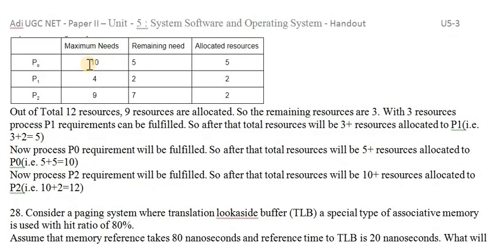Here we have the maximum need, the remaining allotted resources, and the remaining need. We have 12 resources in total, and 9 are already allotted, so the availability is only 3. To complete P0 we need 10 in total, but 5 are already allocated and we have only 3, so we cannot do P0 now. Next I am checking P1, which needs 4 in total.